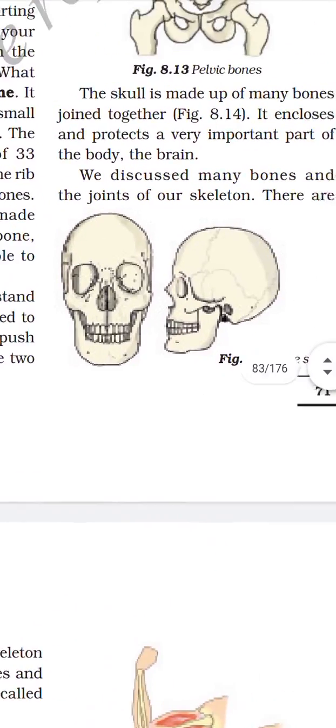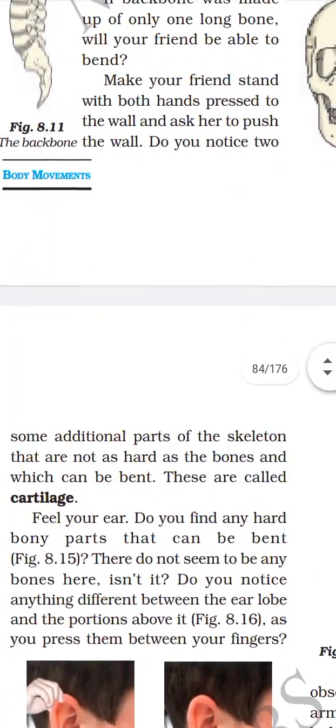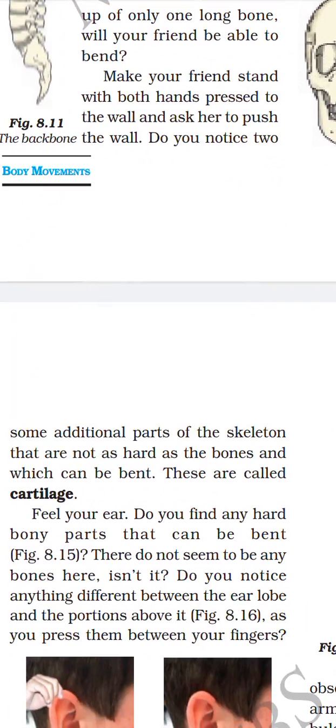We discuss many bones and joints. There are some additional parts of the skeleton that are not hard like bones, which can be bent. These are called cartilage.